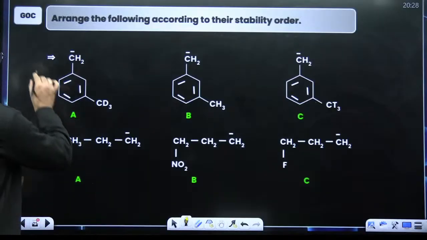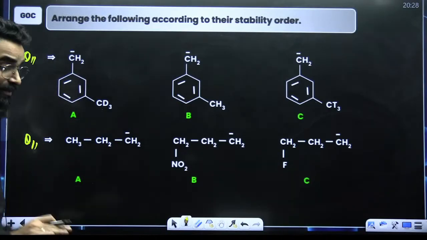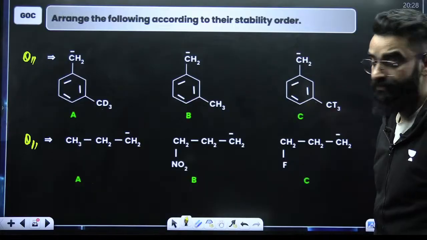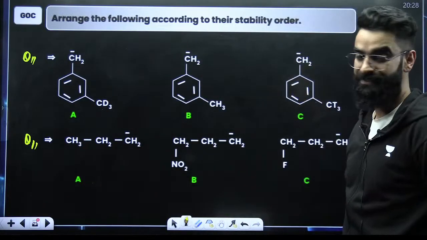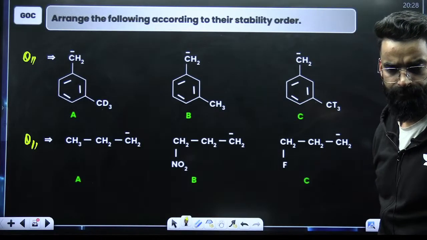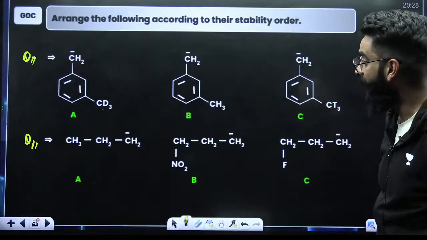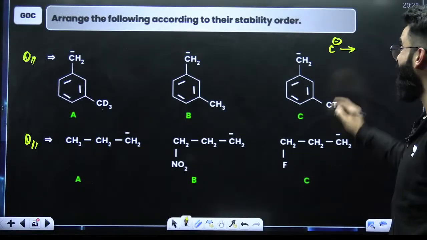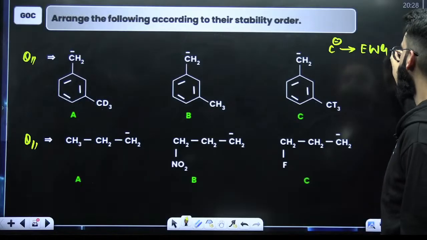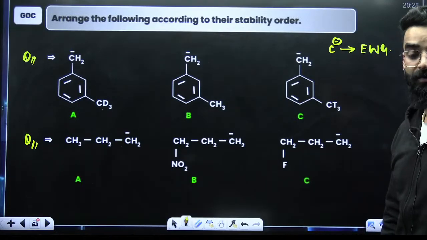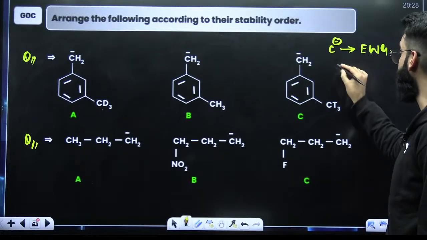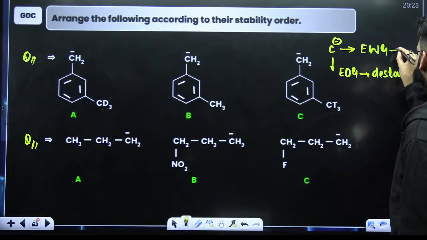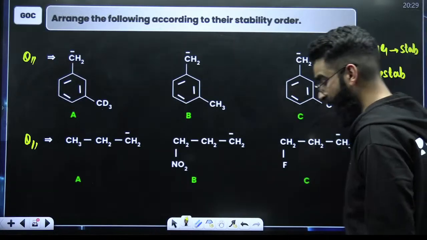What do you think about this one? These are again 2 more questions which you have on your screen, and you should be able to solve these 2 as well. Look at them carefully. These are not your carbocations. These are now the carbanions, right? And you know, your carbanions are stabilized by electron withdrawing groups, and electron donating groups destabilize the carbanion.